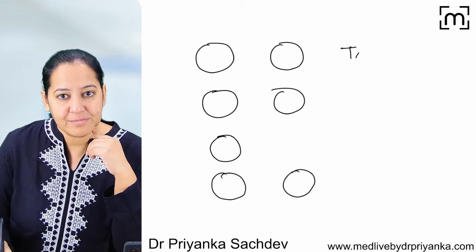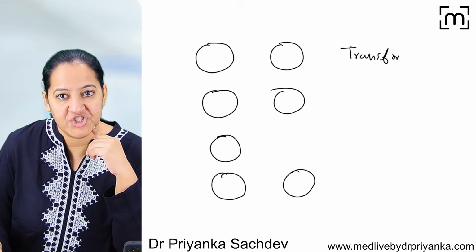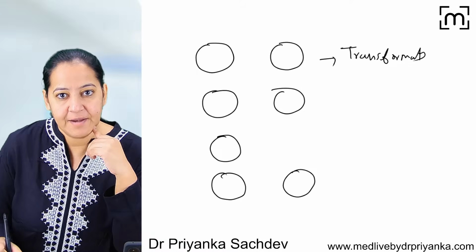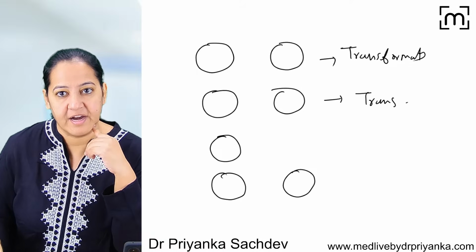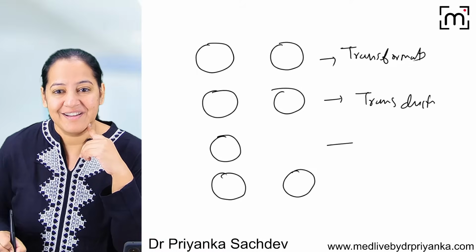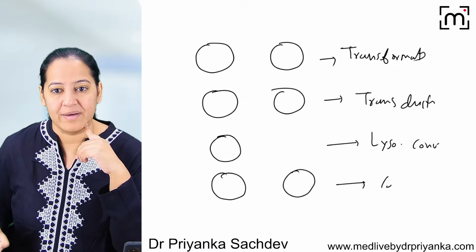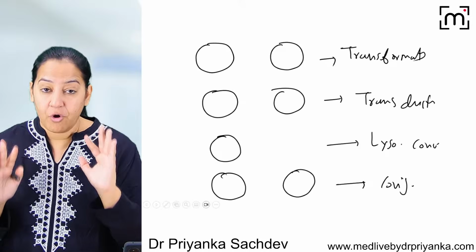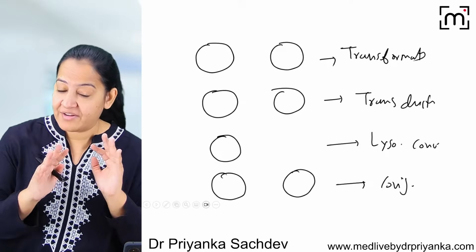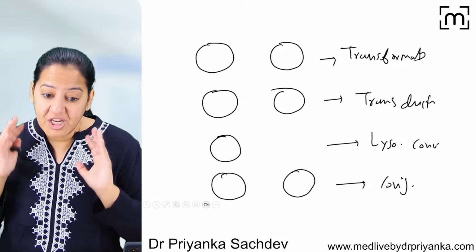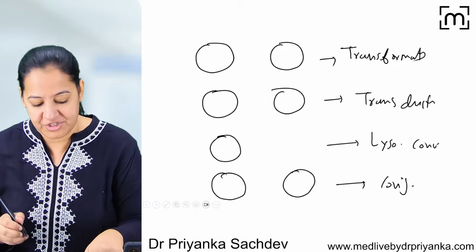Let me show you. First method is transformation. The second method is transduction. The third one is lysogenic conversion. And the fourth one is conjugation. These are the four methods by which the genes of one bacteria can be transmitted to another. So gene transfer in bacteria, the bacterial genetics which I am teaching you right now.